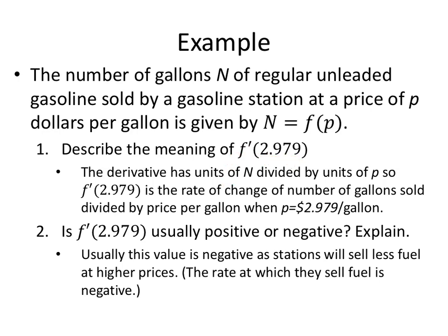Well, the derivative, it's a slope. It has units of N divided by units of P. So f prime of 2.979 is the rate of change of the number of gallons sold divided by price per gallon when the price is $2.979 per gallon. Whew. Is this derivative usually positive or negative? Usually this value is negative as stations will sell less fuel at higher prices. We've seen high prices for so long, though, it's hard to say.